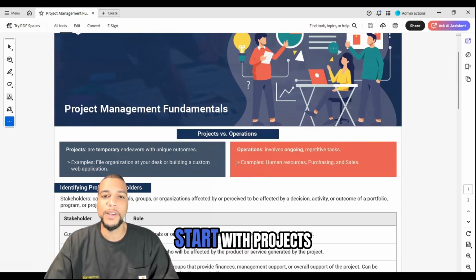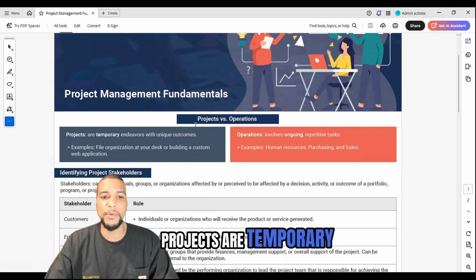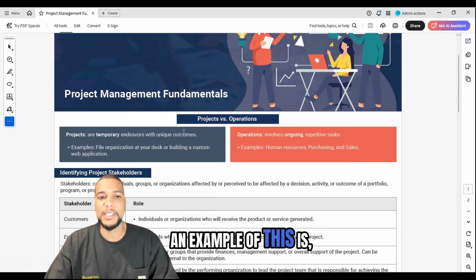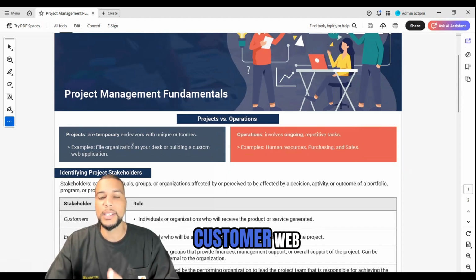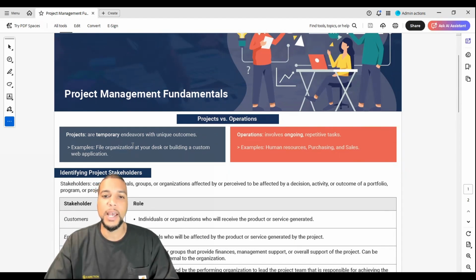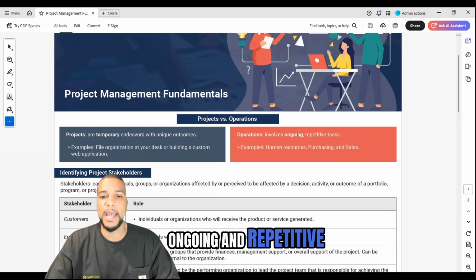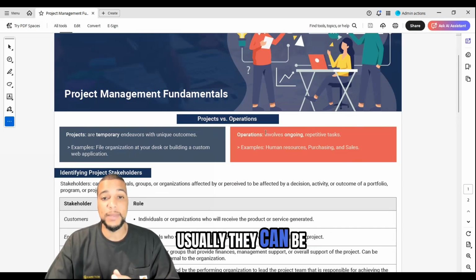We're going to first start with projects versus operations. Projects are temporary endeavors with unique outcomes. An example of this is file organization at your desk or building a custom web application. Operations involve ongoing, repetitive tasks. Keyword: ongoing. Ongoing and repetitive tasks. Examples are human resources, purchasing, and sales. Usually they can be departments.